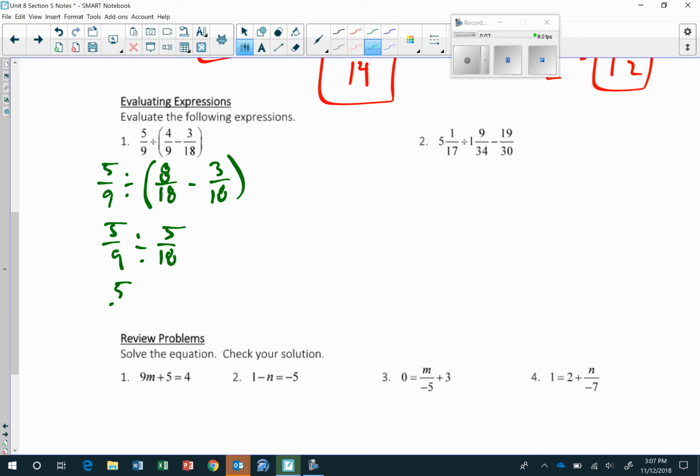So now I need to rewrite that as multiplication. There's a 5 on the top and a 5 on the bottom, so I can get rid of those. 18 divided by 9 is 2. 9 divided by 9 is 1. So my final answer is just 2.